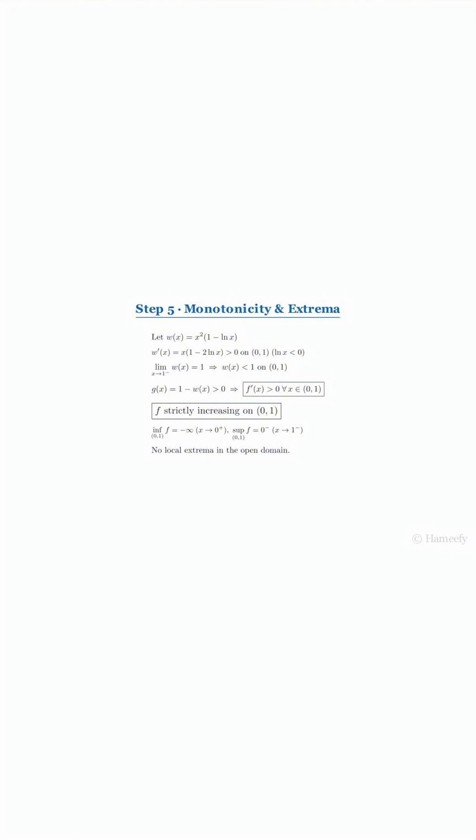Since w is increasing with limit 1 as x approaches 1 from the left, we have w of x strictly less than 1 throughout the interval. Therefore g is positive. F prime is positive everywhere on the domain, and f is strictly increasing. The infimum is negative infinity and the supremum is 0. There are no local maxima or minima.